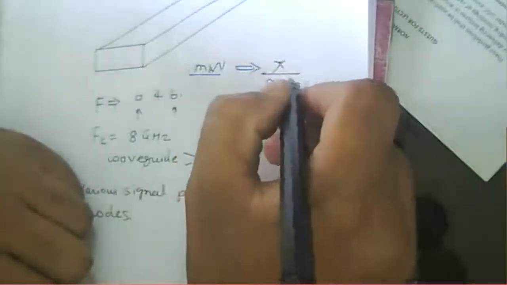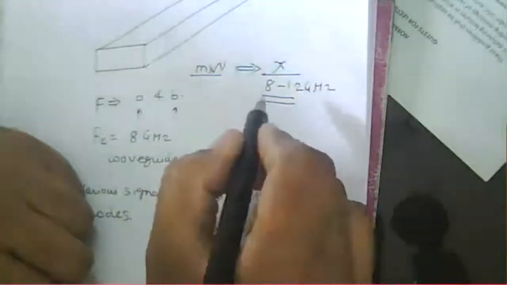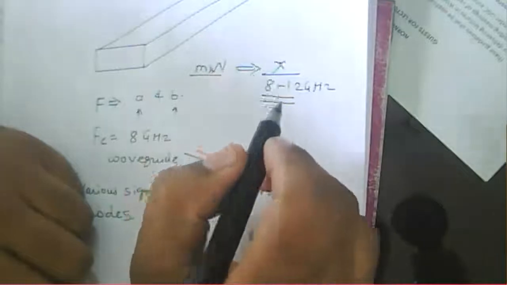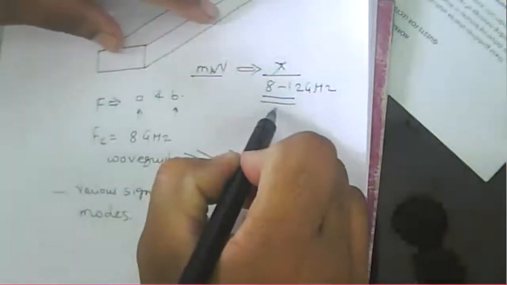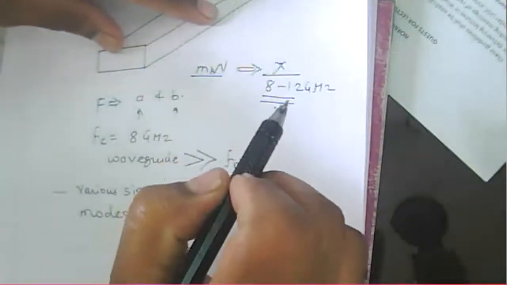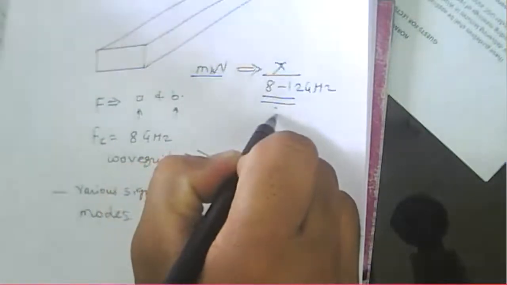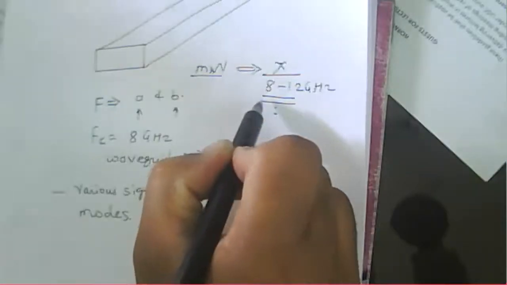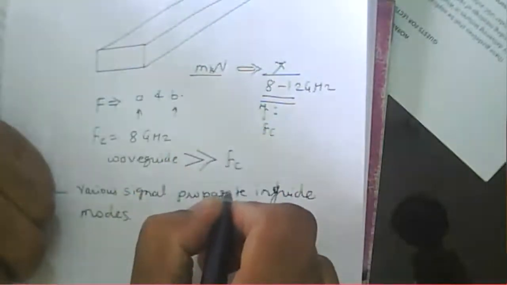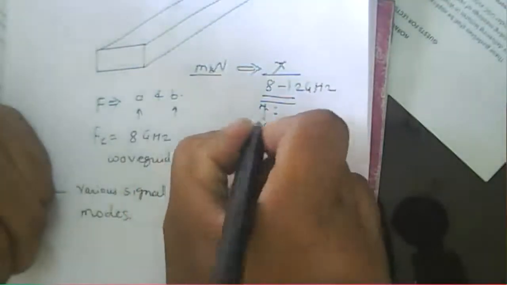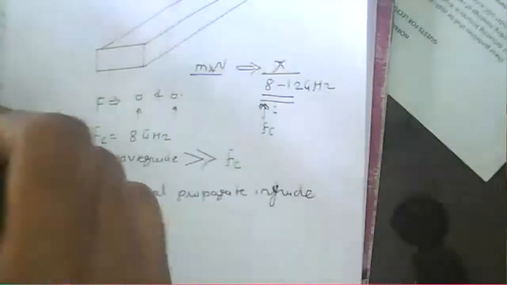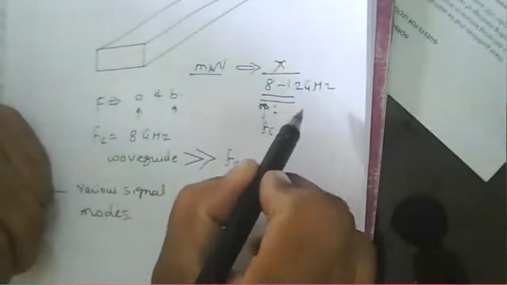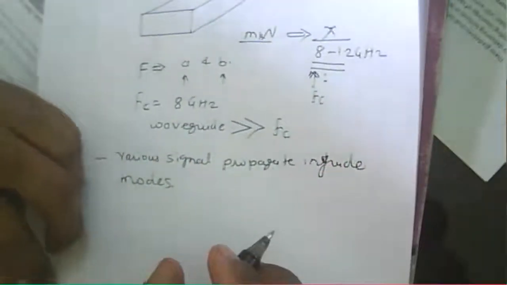So the waveguide we have to design is to be operating from 8 to 12 gigahertz. For any waveguide operating in 8 to 12 gigahertz, 8 gigahertz is the lowest frequency, which is nothing but the cutoff frequency of the waveguide. Above that particular frequency, your signal propagates. Below 8 gigahertz, there is no signal propagation through the waveguide. That's why we say the waveguide acts as a high pass filter.